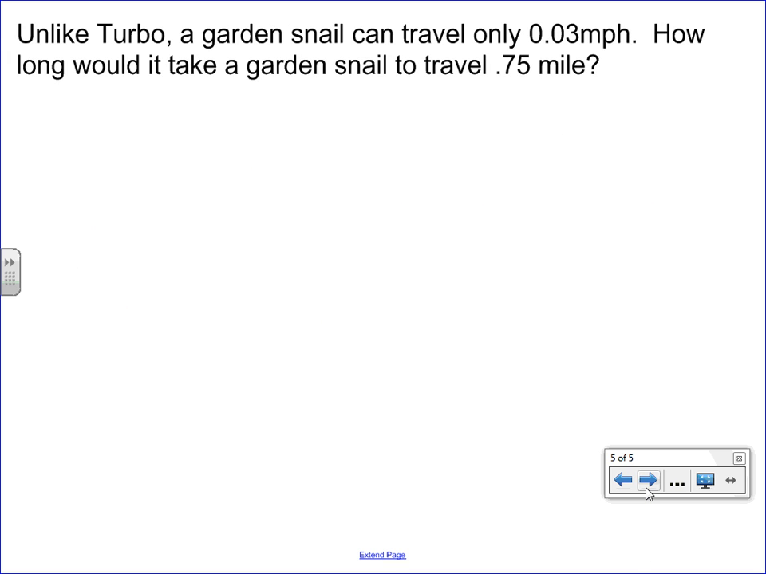Our final example, no surprise, we're going to do the same thing here. Do the D, R, and T. And then you'll read through the question and press pause, and then fill out your information. And then press play to resume and find out if you were correct. For this one, our little snail is going to go 0.75 miles, sorry. And our snail is traveling at a rate of 0.03 miles per hour. And this time our time is the unknown.